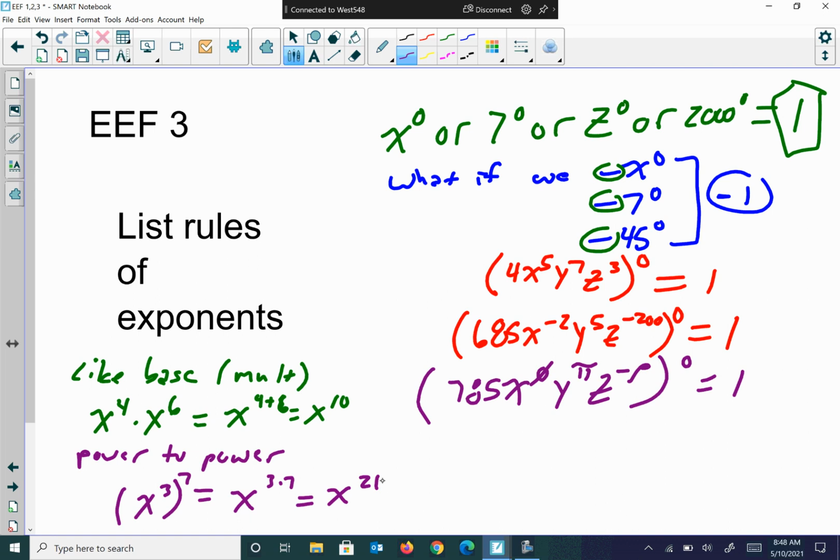And then a negative exponent will go from top to bottom, or bottom to top, and that's when you're dealing with a fraction. So the negative exponent becomes a positive exponent when you move locations. Okay.